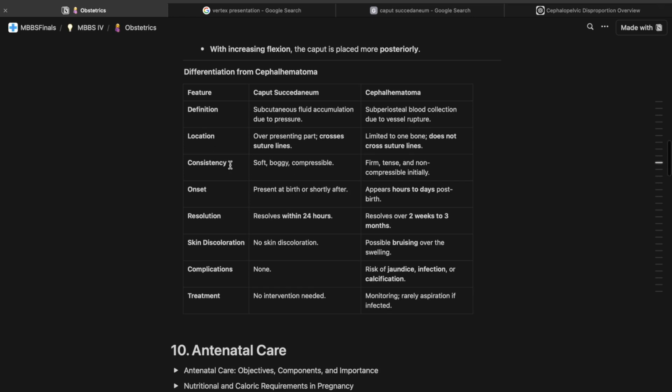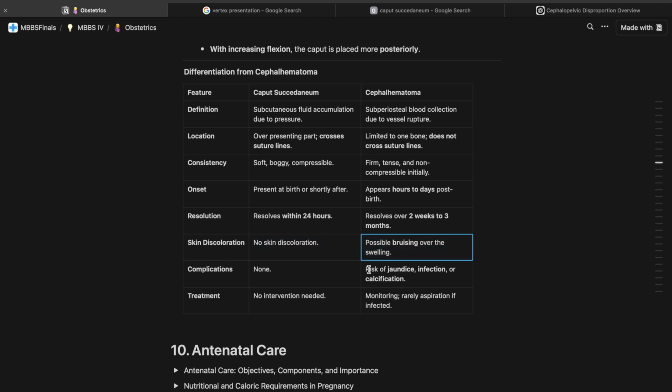Consistency: caput is soft, boggy, compressible; cephalhematoma is firm, tense, and non-compressible initially. Just the difference. Onset: caput is present at birth or shortly thereafter; cephalhematoma appears hours to days post birth. So this is maybe more dangerous than this. Yes, it is. Resolution: caput resolves within 24 hours; cephalhematoma resolves over 2 to 3 weeks, even 2 weeks to 3 months, a really long time. Skin discoloration: here it is not the case; here possible bruising over the swelling.